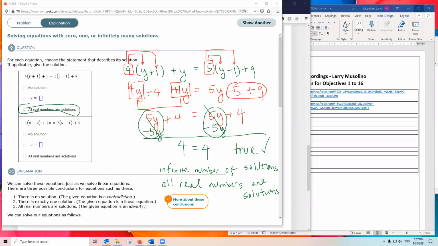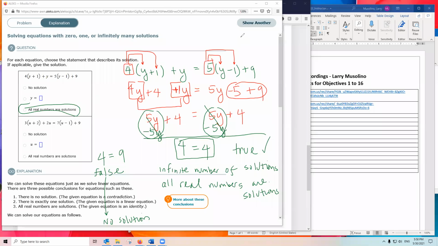Okay, so again, what can happen when you're solving an equation like this is the variables might cancel out on both sides. And then you have to decide if you end up with a true equation like we did here, 4 equals 4, or you could end up with a false equation. And if I had ended up here with 4 equals 9, let's say, that would have been a false equation. Then that would say to me, there's no solution.